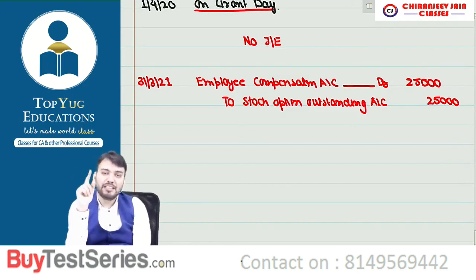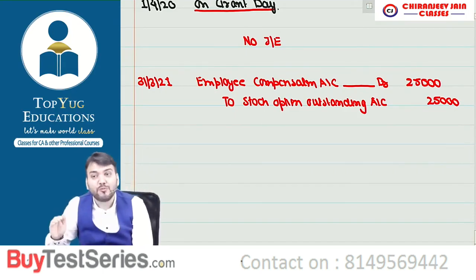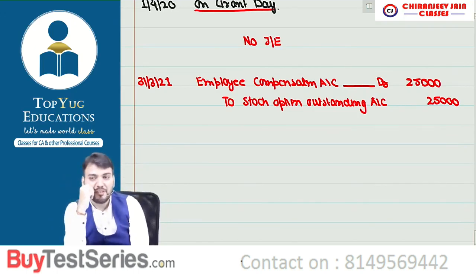What is the meaning of liability? Check करते हैं liability का मतलब क्या होता है? Liability means present obligation arising from past event which will be settled through outflow of resource. You remember this definition? Which will be settled through outflow of resource.